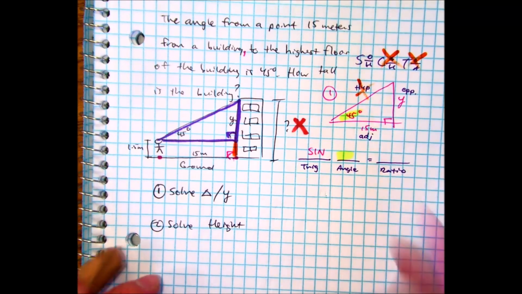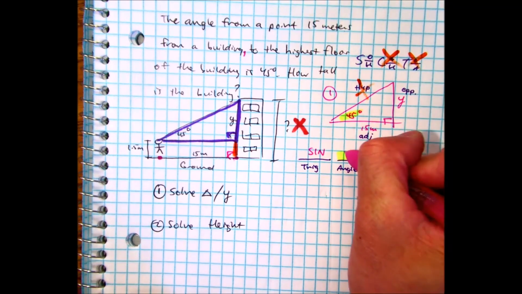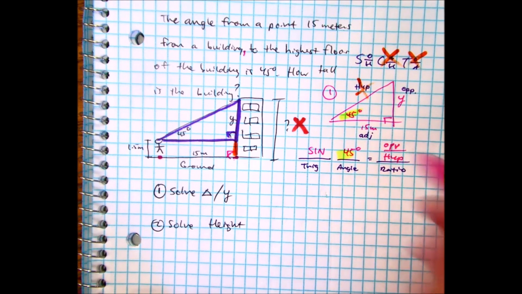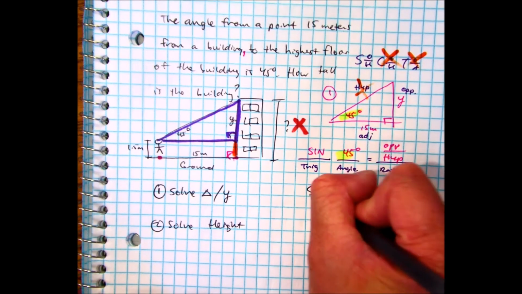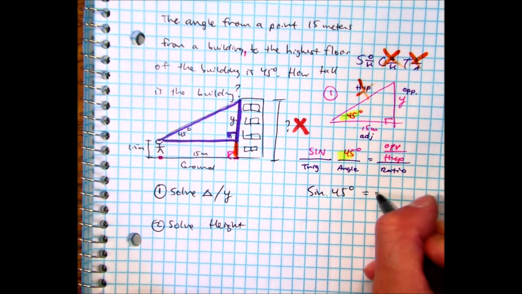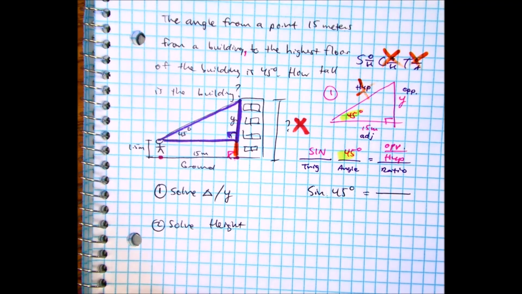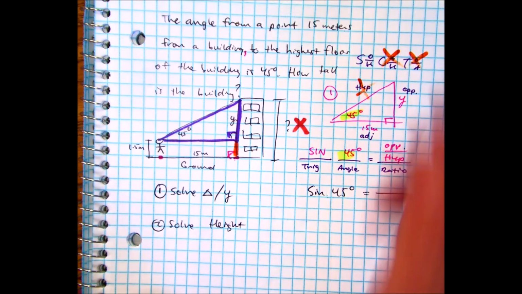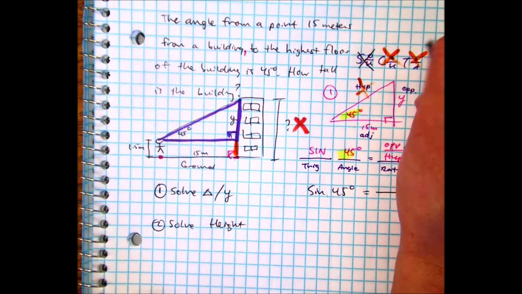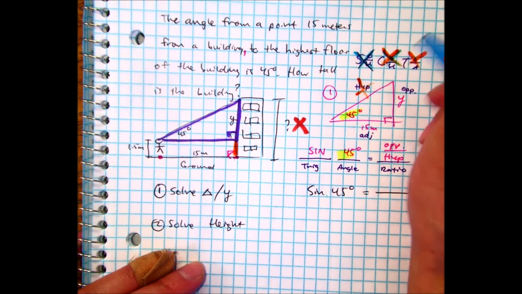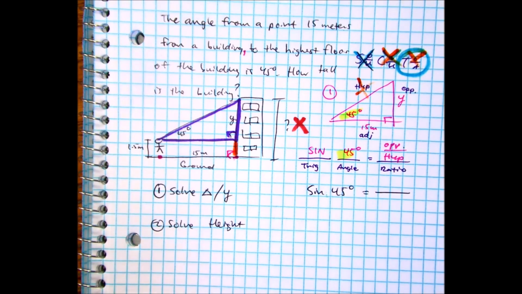Sine. What's my angle? 45 degrees, and sine is the opposite over the hypotenuse. If I do sine of 45, my opposite is? Mr. Ian, you mean, oh, just kidding. Good job, you're paying attention. My mistake. Tangent, go back. I used the one we were not supposed to use.